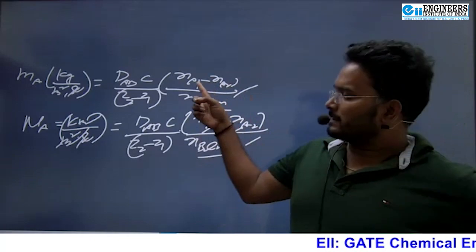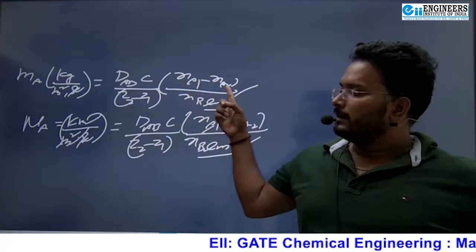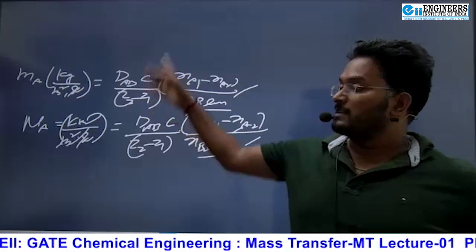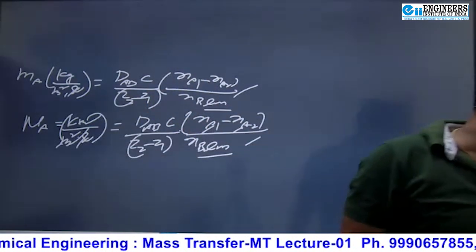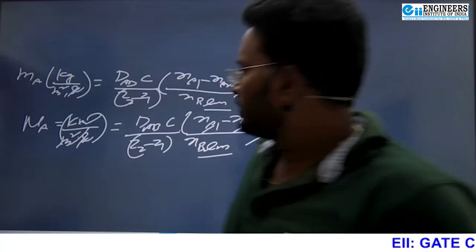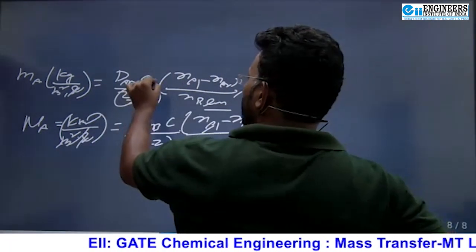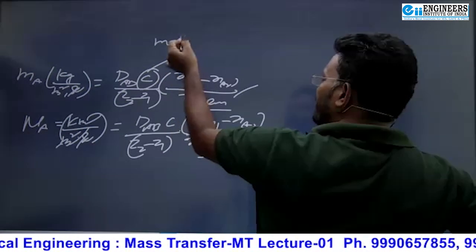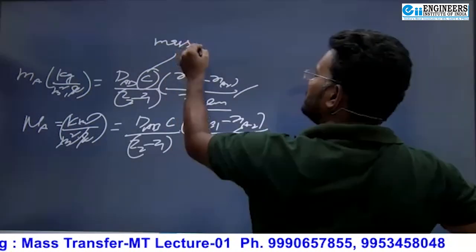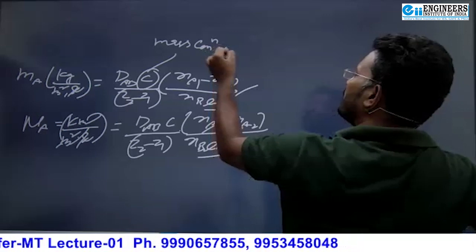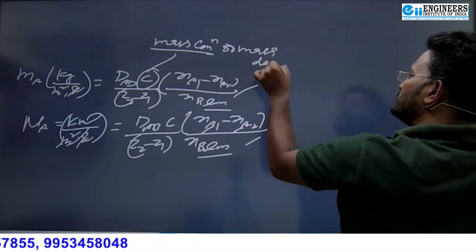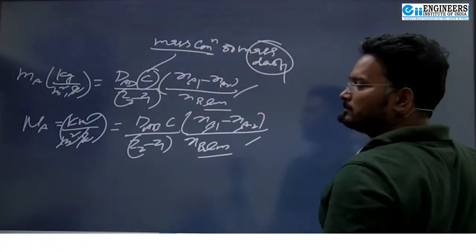और यहाँ पे जो x1 x2 है, that is what? Here the x1 x2 are the mass fractions and C is the mass concentration. Are you getting my point? Now, this is the mass concentration that you should know. What is mass concentration? Mass density. Mass concentration is also called mass density, the mass density of the mixture.